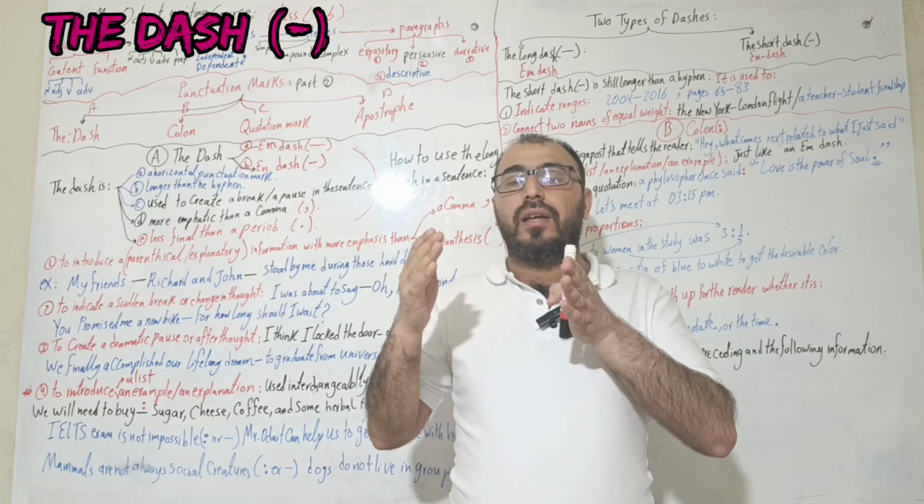Today my friends we are going to carry on talking about punctuation marks. This is part 2 in which we are going to cover the dash, the colon, the quotation mark and the apostrophe. Now my friends we are going to start with the first one, which is the dash.